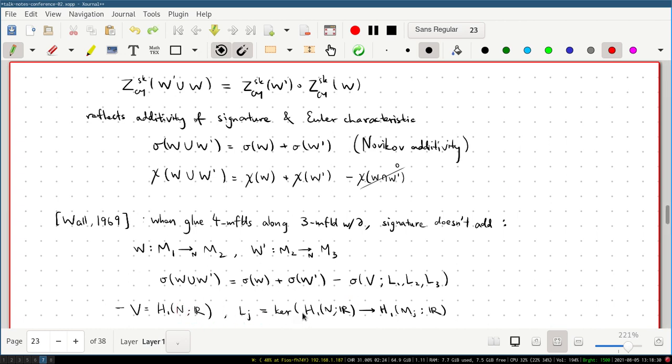The L_j's are the kernels of the induced map from the inclusion of N into each of these M_i's. So here W is a corner cobordism from M1 to M2 over N, and likewise W prime from M2 to M3. Each of these three manifolds defines a subspace in this space from this inclusion. And these are known to be Lagrangian subspaces of V as a symplectic vector space, where the symplectic structure is the intersection pairing.